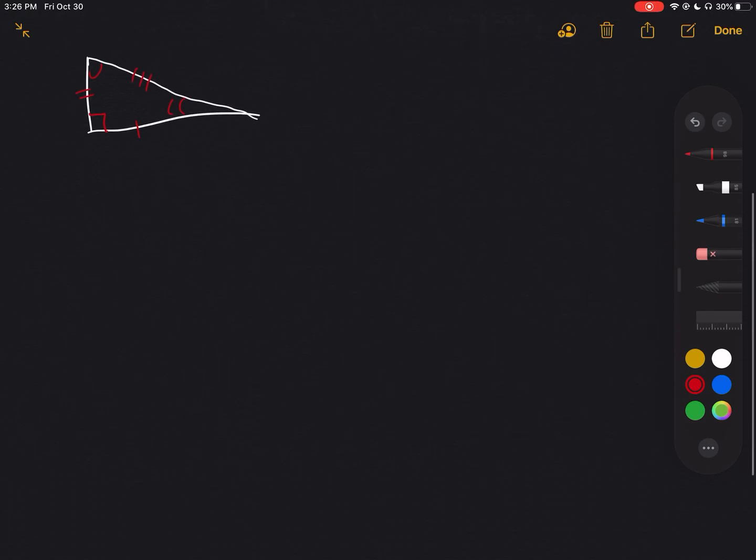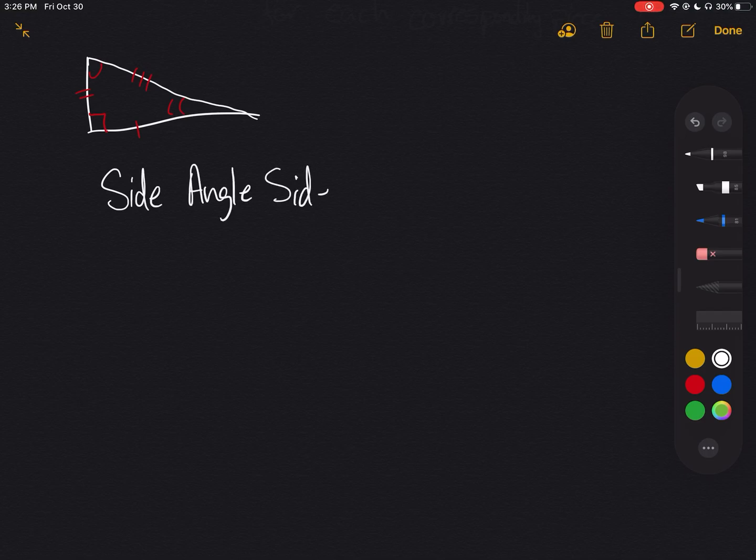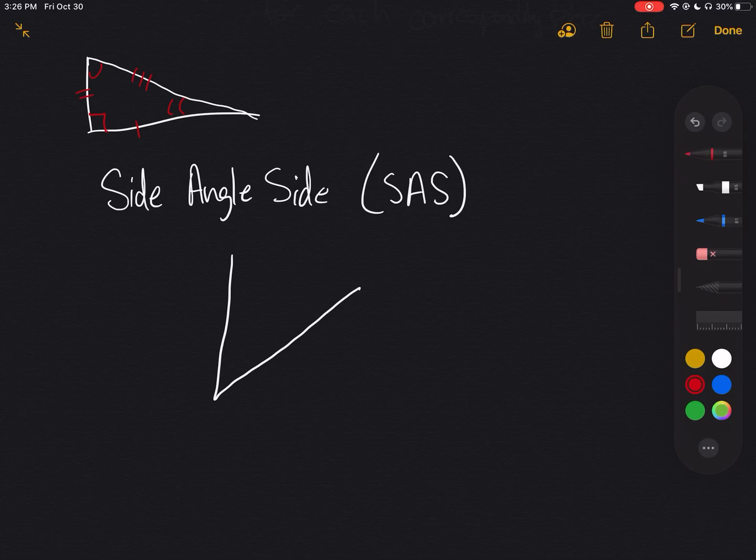And so the first one we talk about is side angle side, or SAS. Okay, and so that order is important to us. It has to be two sides that are connected by an angle. It can't be side side angle or angle side side. That doesn't work. It has to be an angle sandwiched by two sides. Right. So something like that, where I know I've got two triangles.